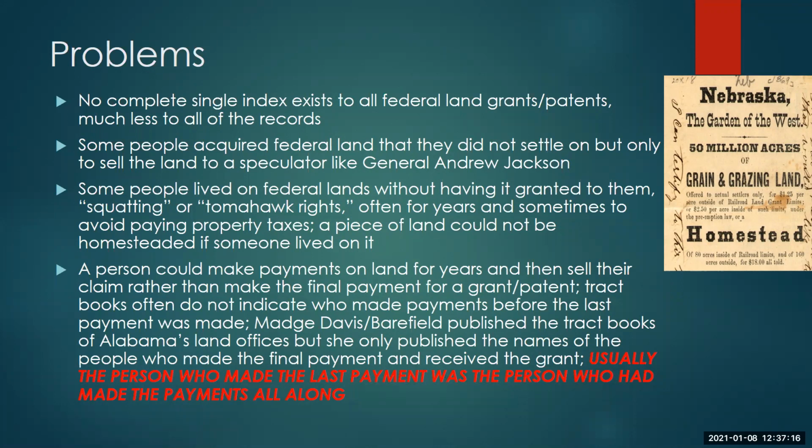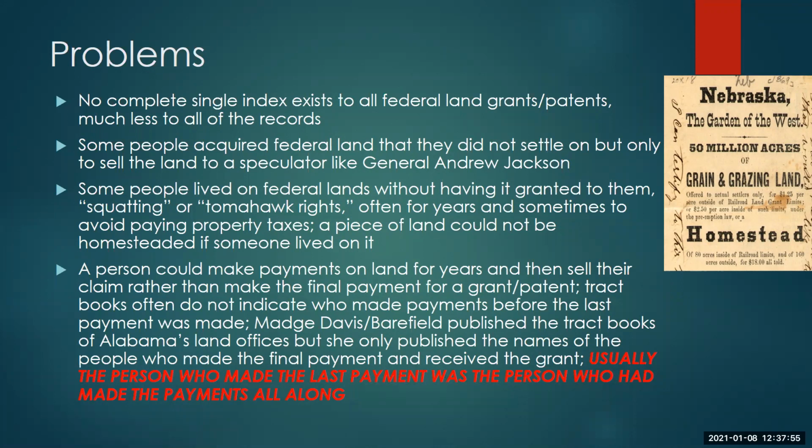Some people acquired federal land not to settle on it, but so that they could then turn around and sell the land to a land speculator like General Andrew Jackson. Andrew Jackson owned vast amounts of land in Alabama and Mississippi. It was his land speculations. He would get other people to actually take out the grants, and then he would buy the land from them. This way he could hide from the public that he was buying up so much land.